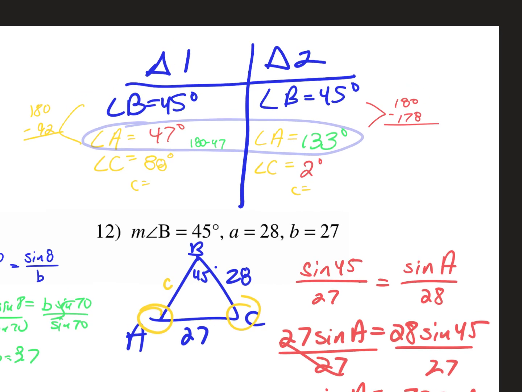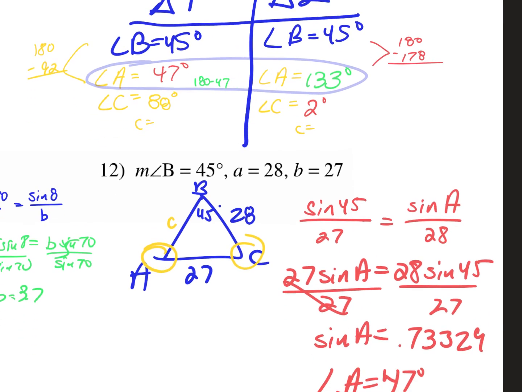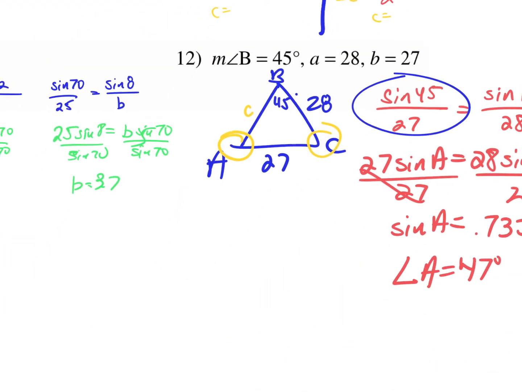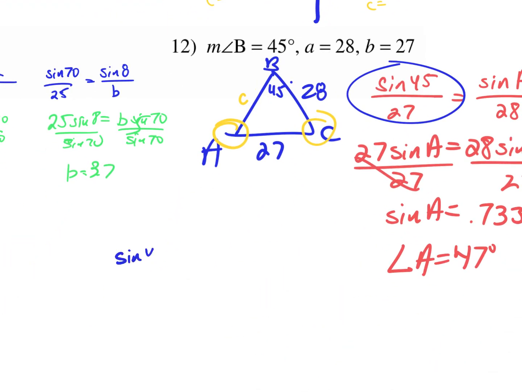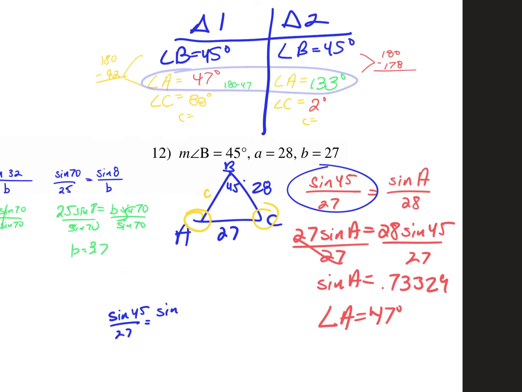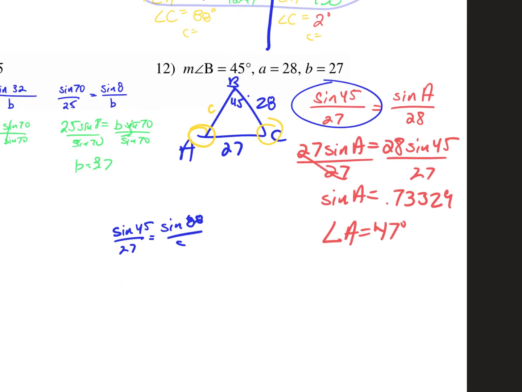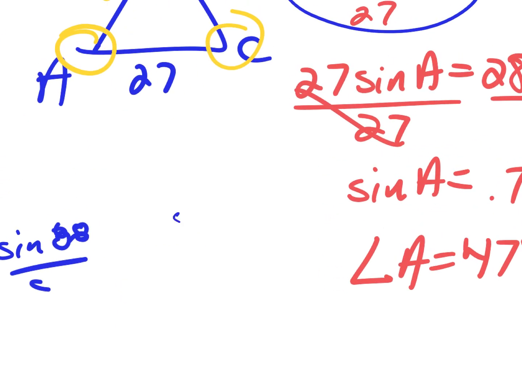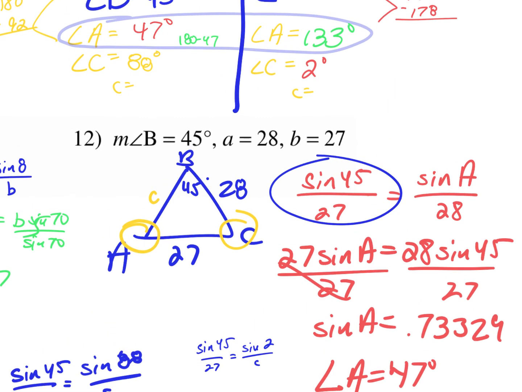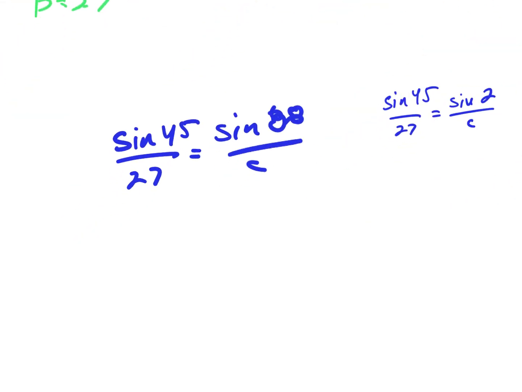Now, all I'm asking you to do here is finish this up and just find the corresponding side C in both triangles. So I'm going to go back to my original proportion that I used, sine 45 over 27. Sine 45 over 27 equals the sine of 88 over little c. And then I'm going to use that same proportion, sine 45 over 27 equals the sine of 2 over little c, right? You guys agree?